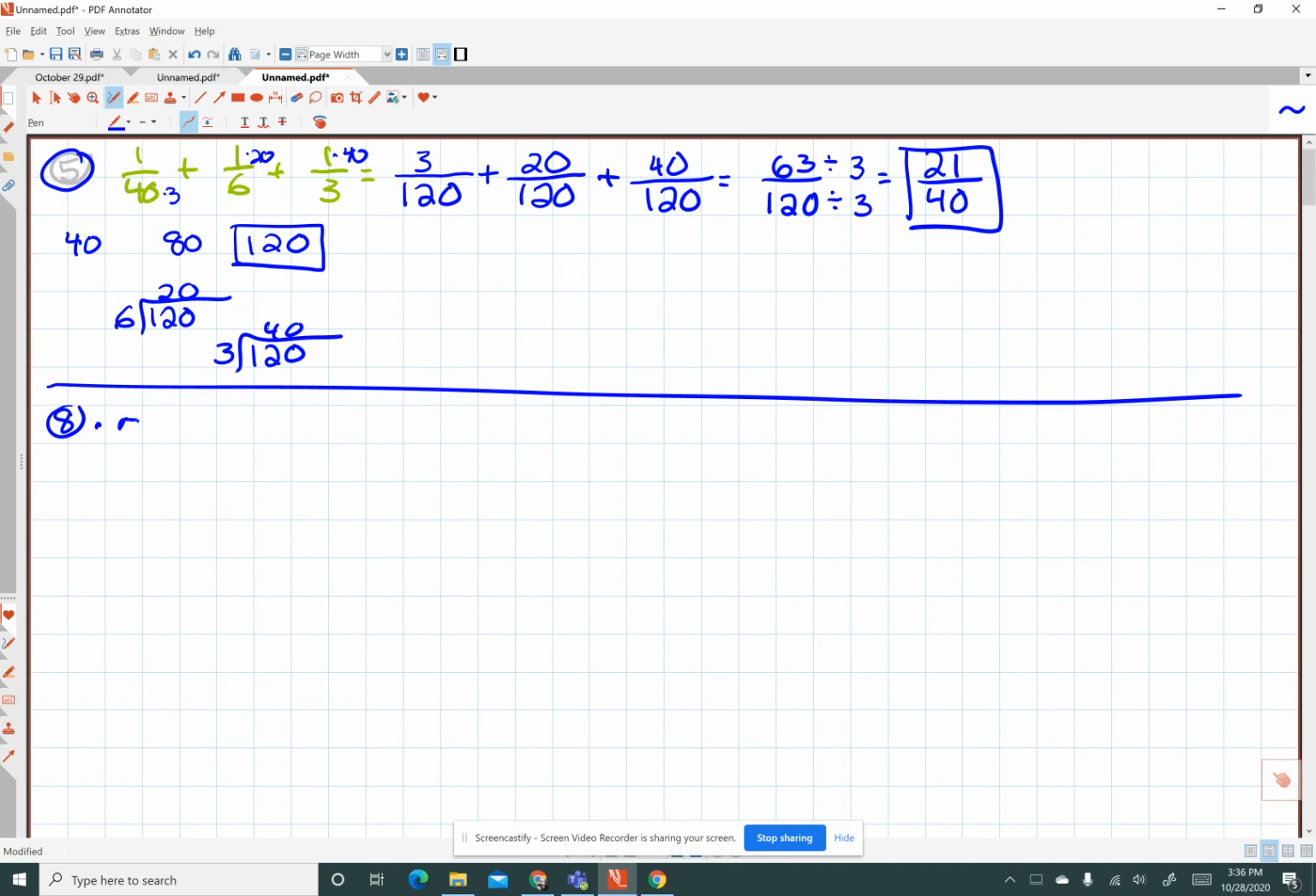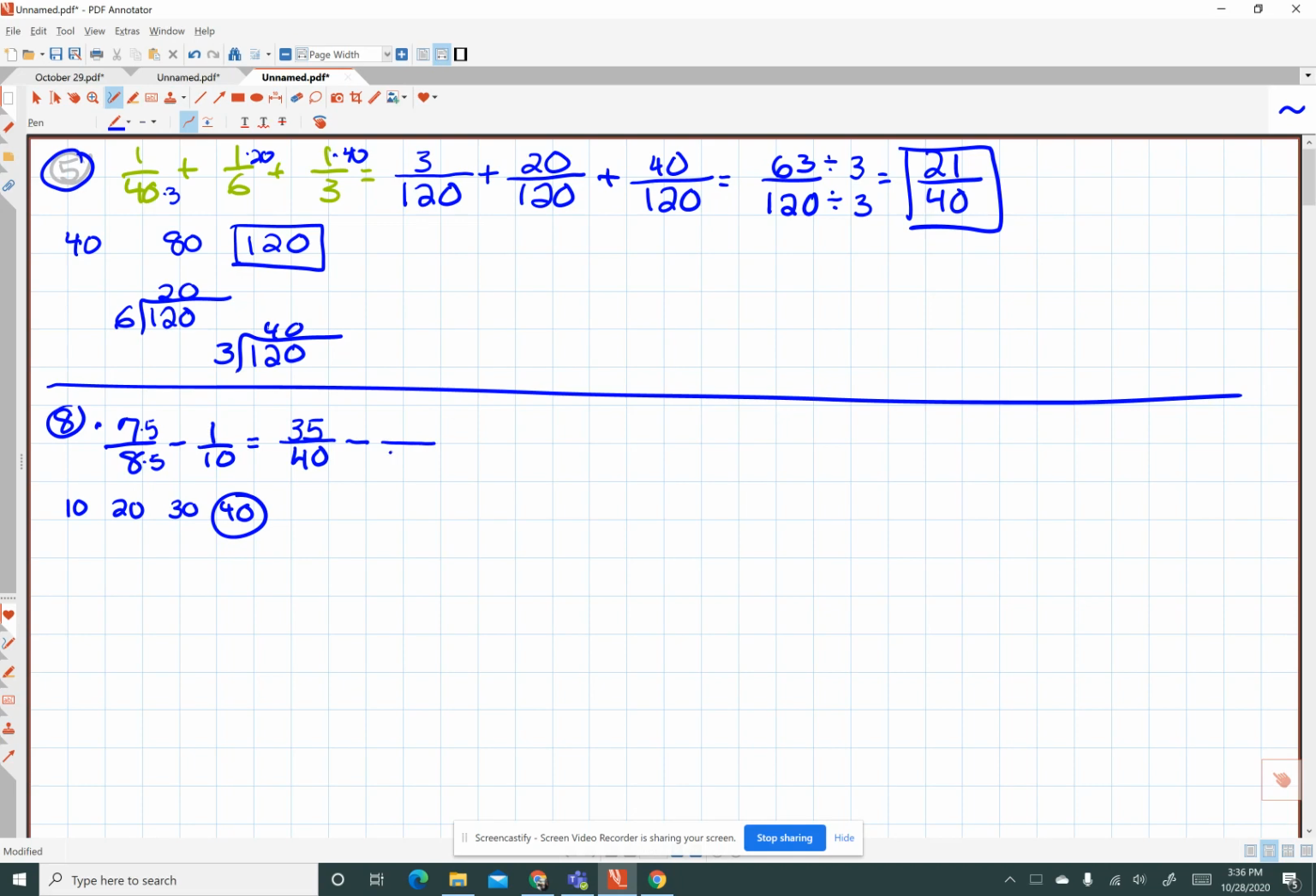Okay, 7/8 minus 1/10. And factors of 10: 10, 20, 30, 40. Bingo, 40 is also a multiple of 8. So 8 times 5 is 40. 7 times 5 is 35.